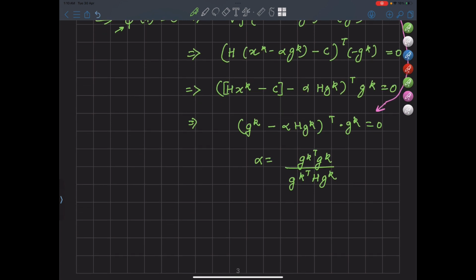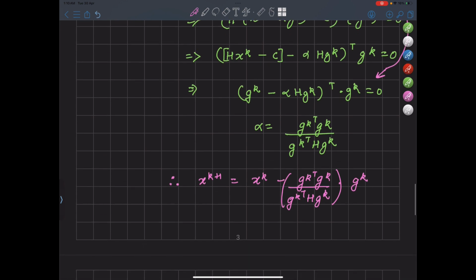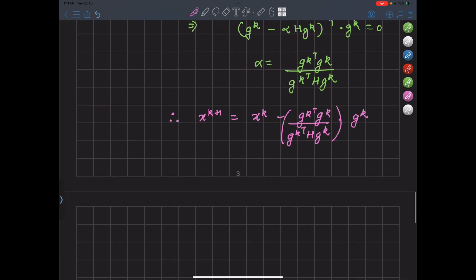Alright, now we can write the update rule of x. What is the next point? That is x_(k+1) is equal to x_k minus alpha k. So what is alpha k? g_k transpose g_k upon g_k transpose H g_k, into g_k. So this is the update rule now. Now we have calculated what the step length would be.